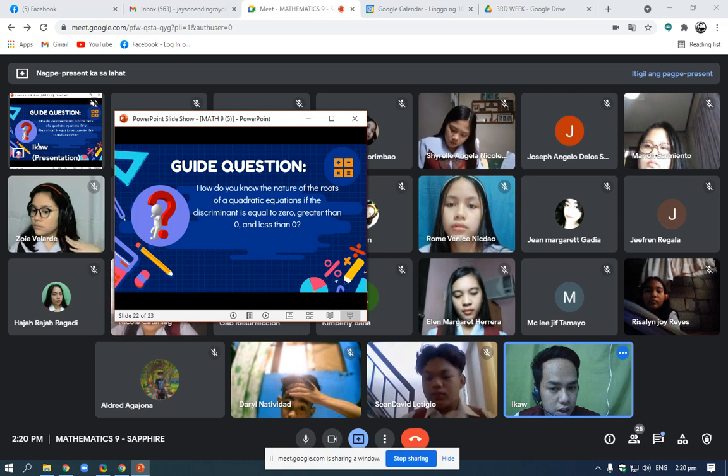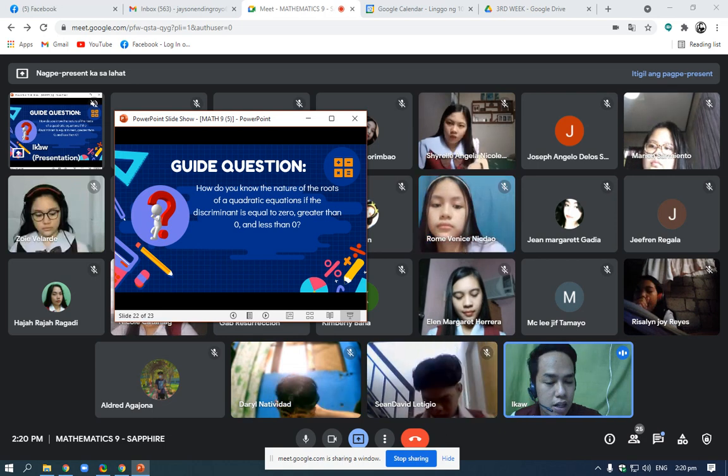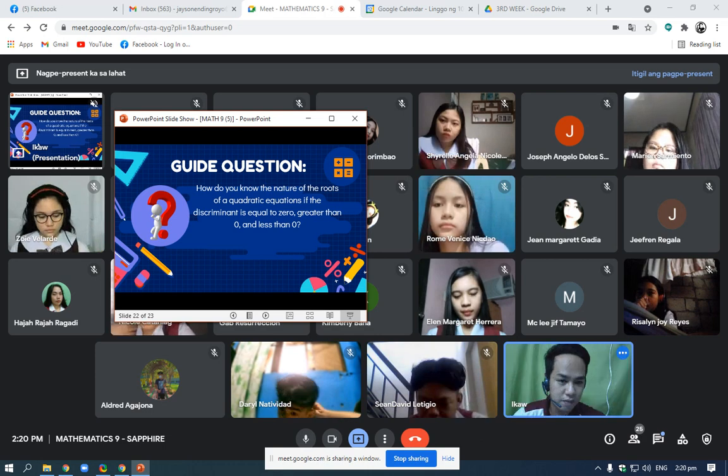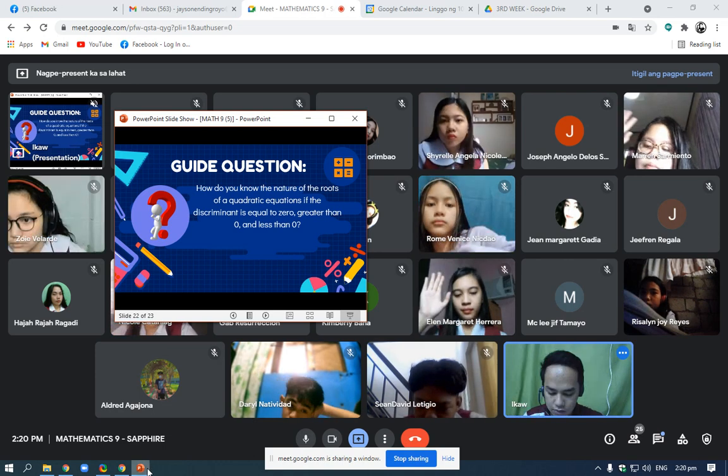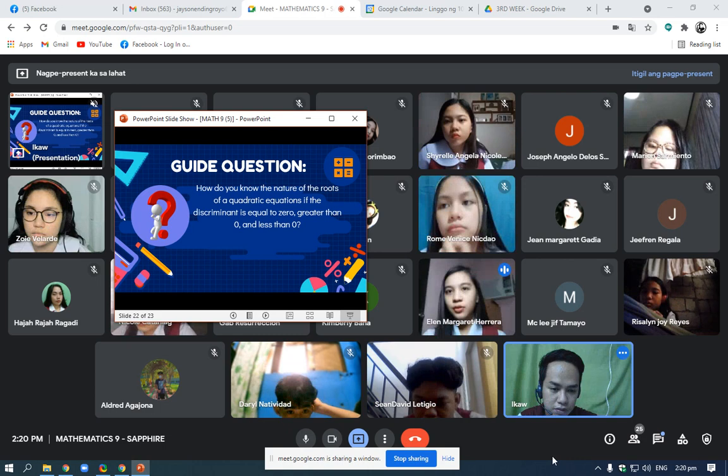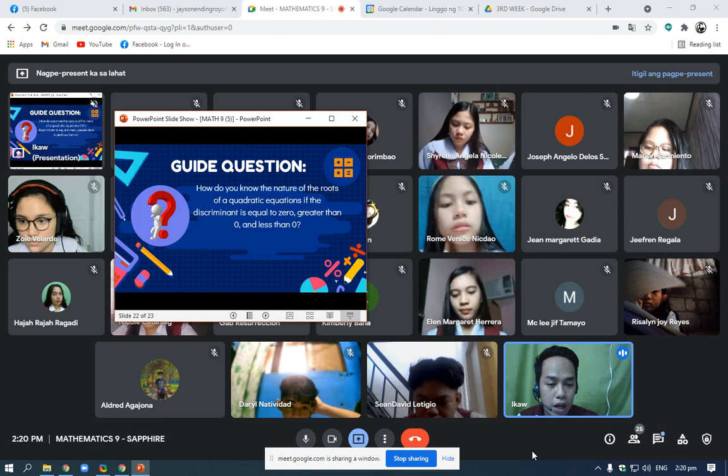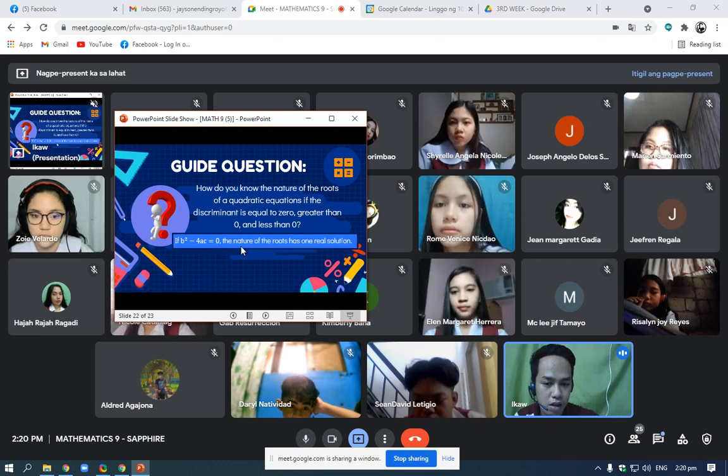Let's start with the discriminant equal to 0. What is the nature of the roots? What is the nature of the roots, Ellen? One real solution po. Okay, one real solution or a double root. Tama? So if b squared minus 4ac is equal to 0, the nature of the roots has one real solution.